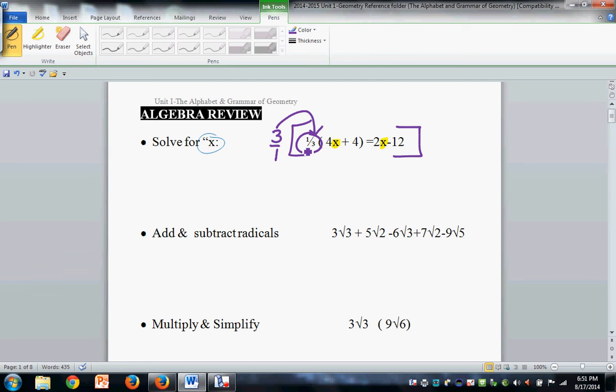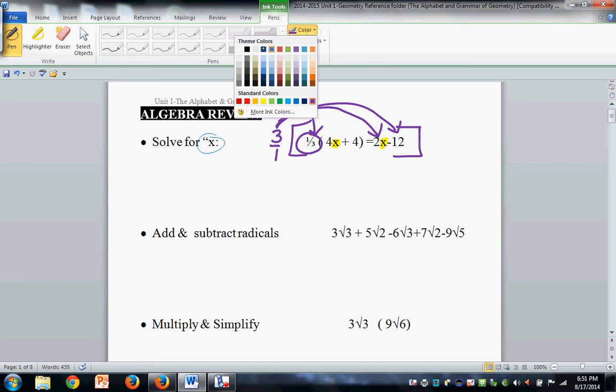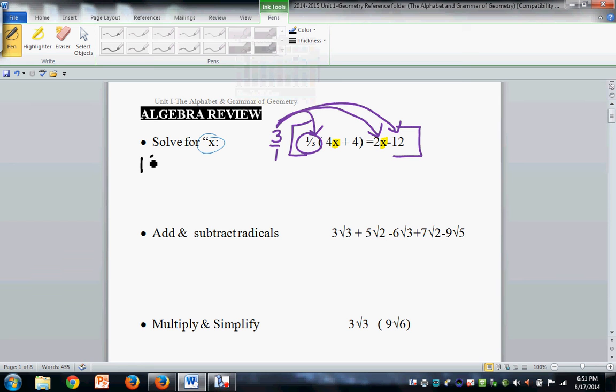We don't have to do the parentheses because we're getting rid of them by canceling this. Then we do 3 over 1 here and 3 over 1 here. So your next line should read 3 times 1/3 turns into 1. So I have 1 times parentheses 4x plus 4 equals 6x minus 36. If I distribute the 1, it's just 1, so I have 4x plus 4 equals 6x minus 36.